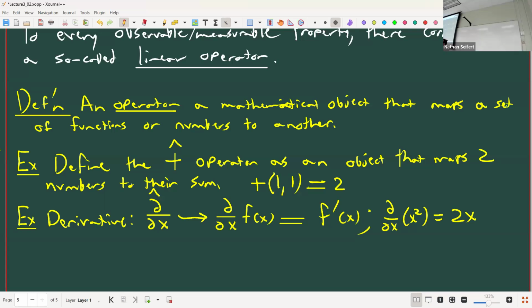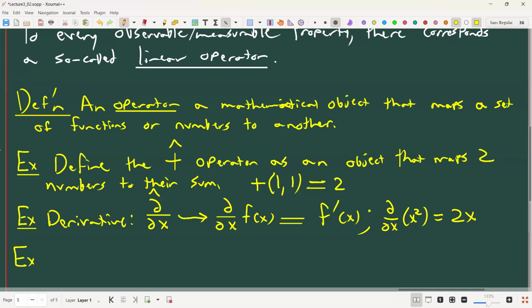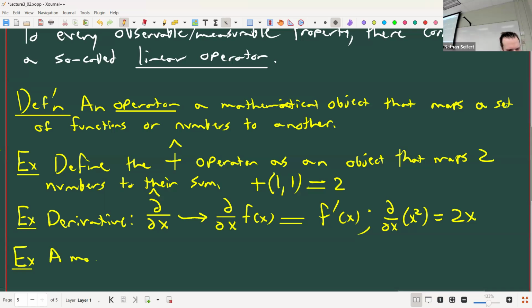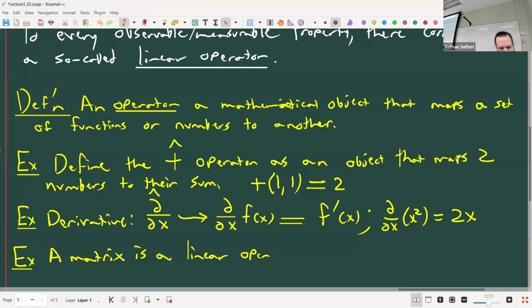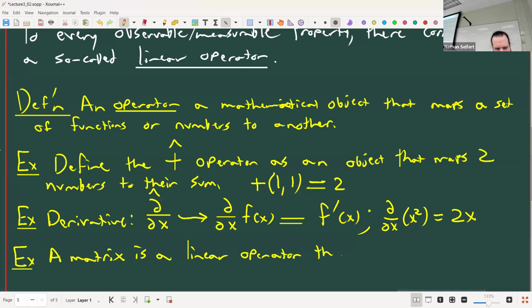The matrix is an operator. It takes in a vector and transforms it into a new vector. So a matrix is a linear operator that transforms one vector into another.